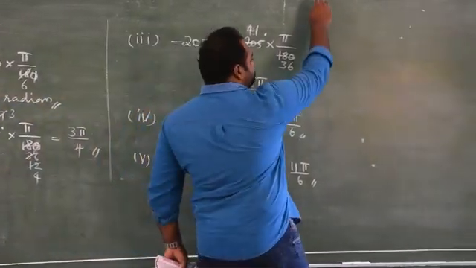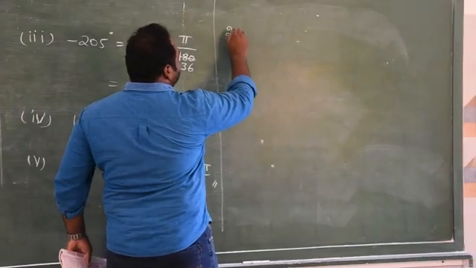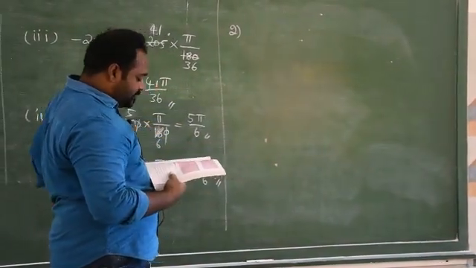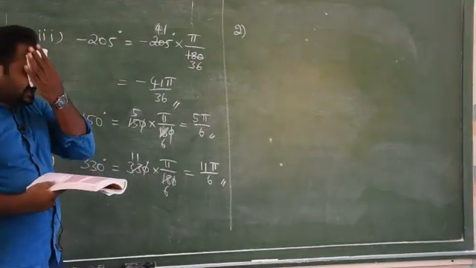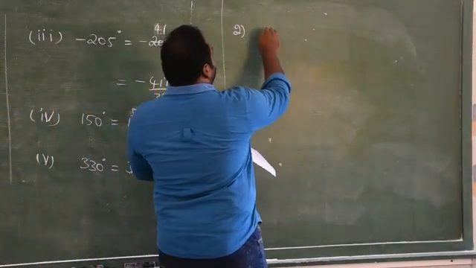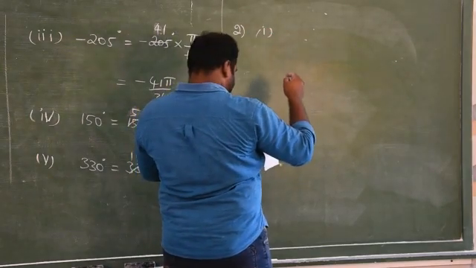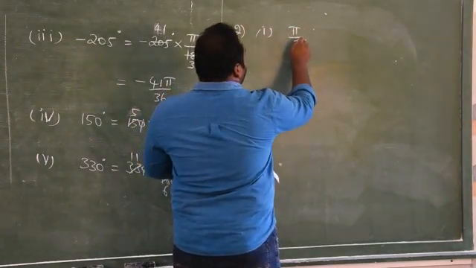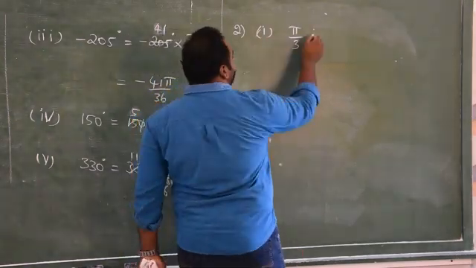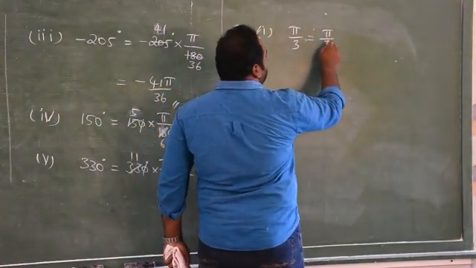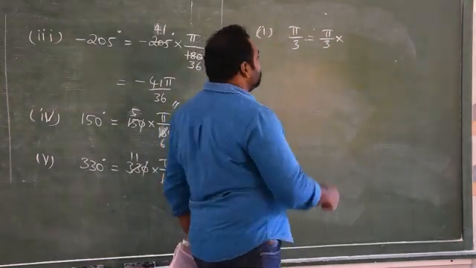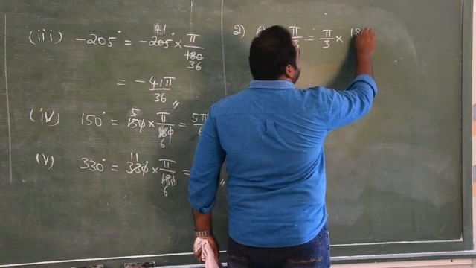Next problem, problem number 2. Find the degree measure corresponding to the following radian measure. Here we are going to convert radian to degree. First one, pi by 3. So radian measurement is given. So how can we find out? Pi by 3 into the formula for radian to degree conversion, 180 by pi.